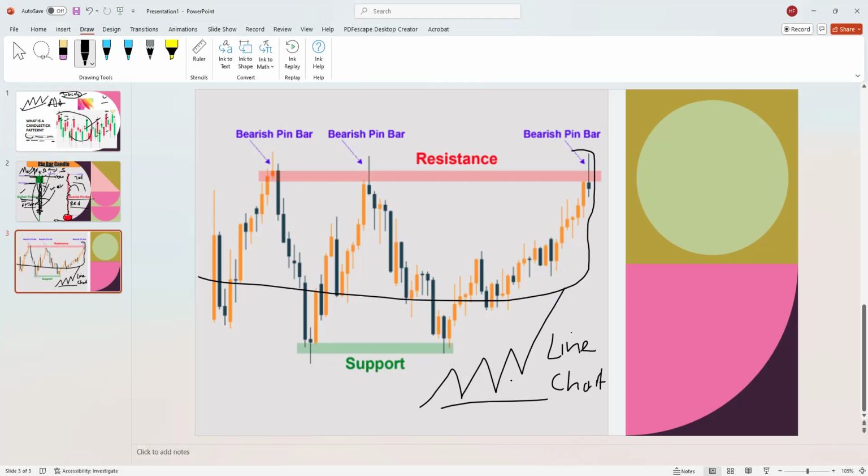So the line chart is always like that. The reason most people use candlesticks is because they give you all that price action, so you can better understand when the stock is going to go up and down. That's why I offer this class.